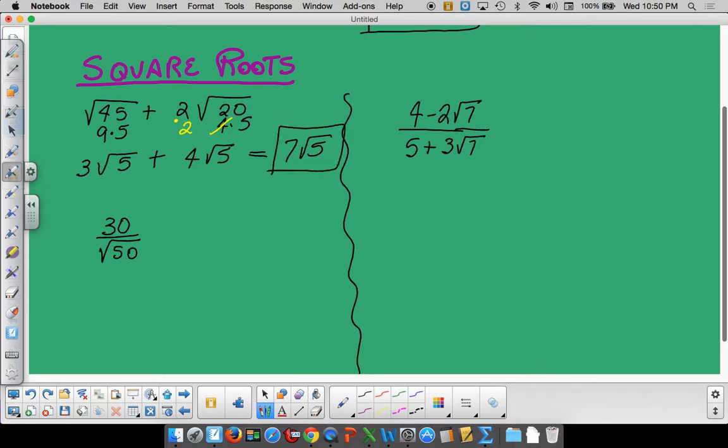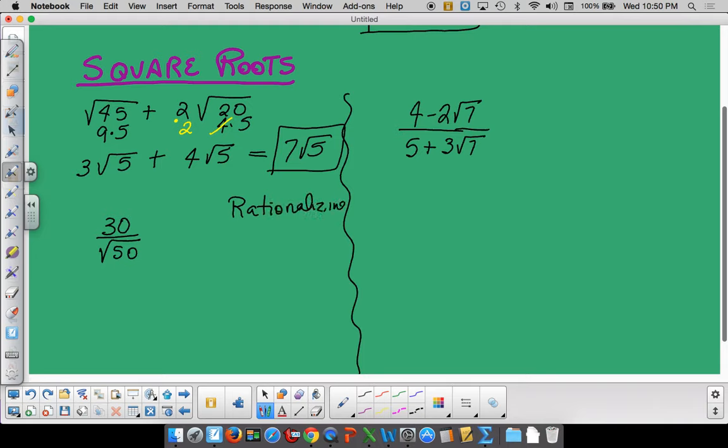Okay, so addition and subtraction, the only thing you can do there is break down your roots and then try to add up the ones that are like terms. If they're not like terms, then you have to write them down as separate. Okay, the second one is fraction, and we all hopefully remember the term rationalizing the denominator.